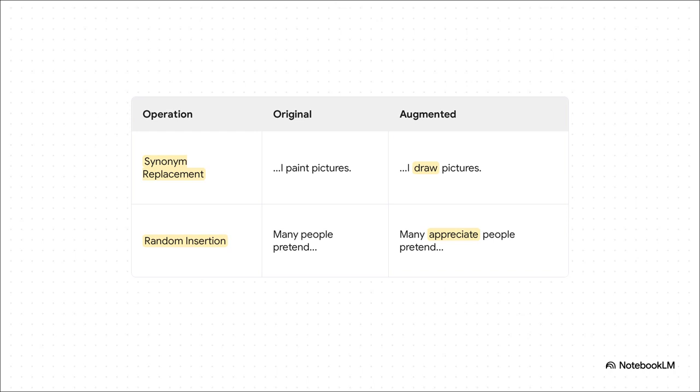But what's really interesting here is how simple some of these tricks can be. For instance, you can just swap out a word for a synonym, switch paint to draw. Or you could randomly stick a new word in there. The result? A perfectly valid, grammatically correct sentence that just slightly changes the flavor, giving the model yet another valuable data point to chew on.